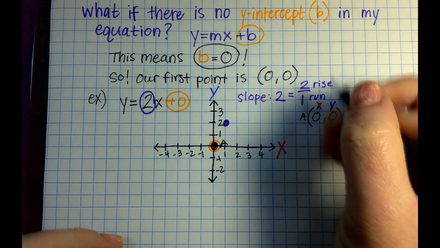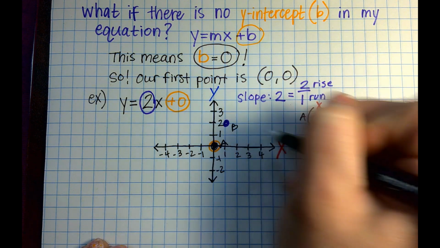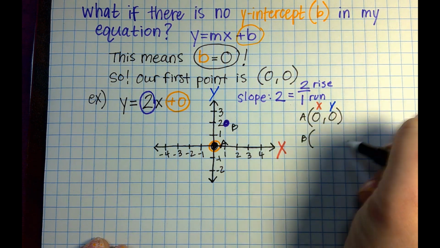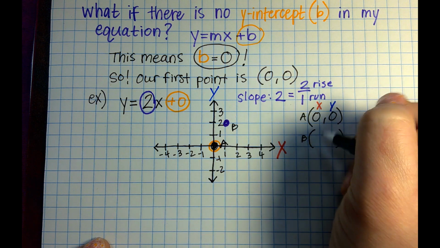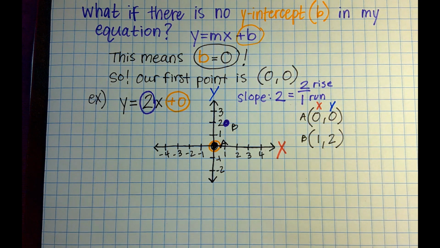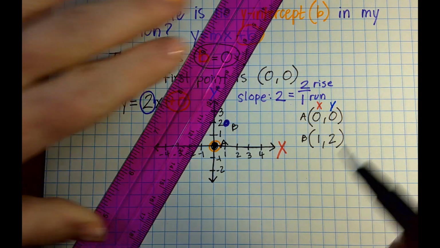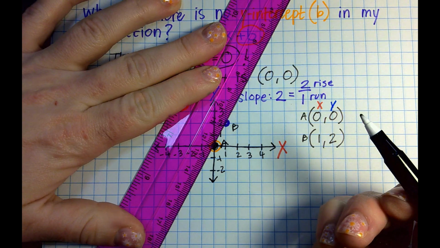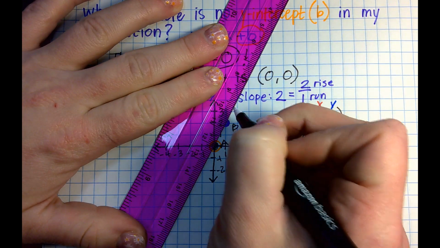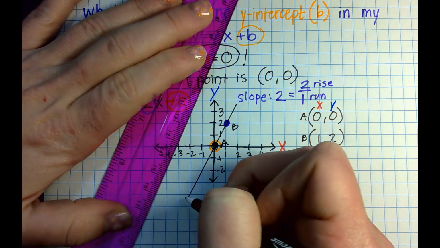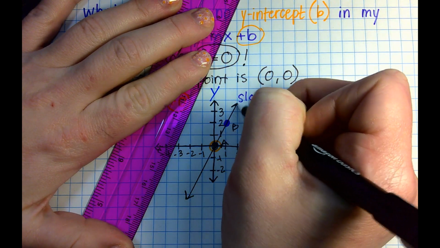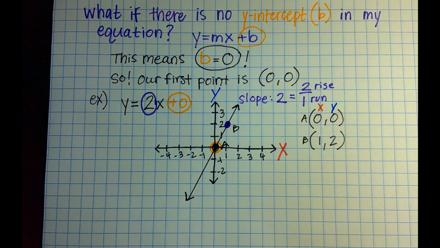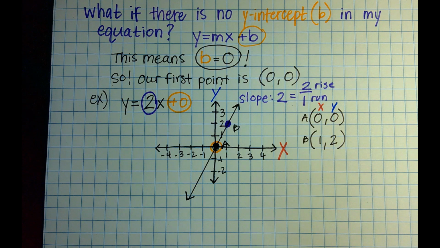And what is the coordinate for point B? 1, 2. Over 1, up 2. Yep, 1, 2. Perfect. Awesome.